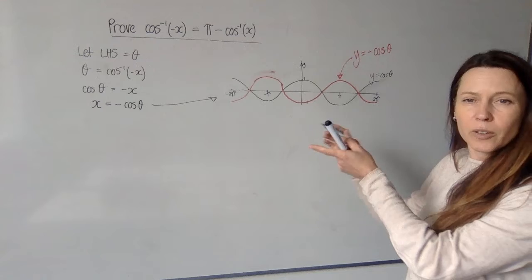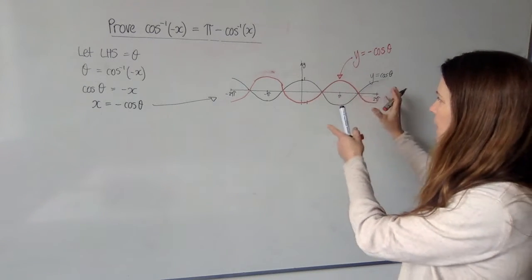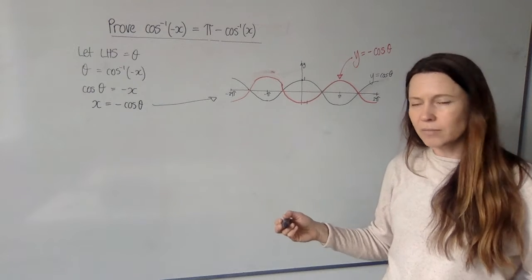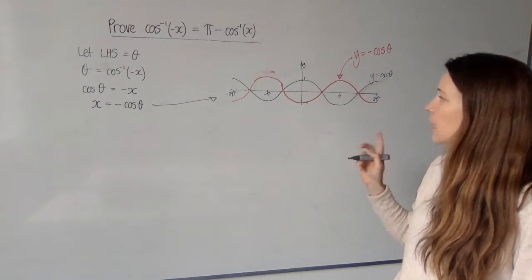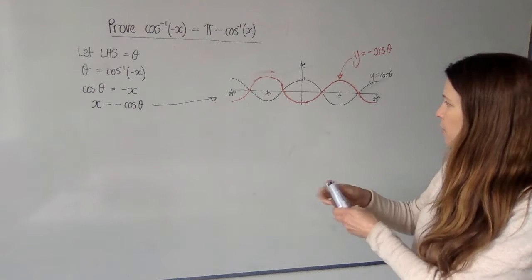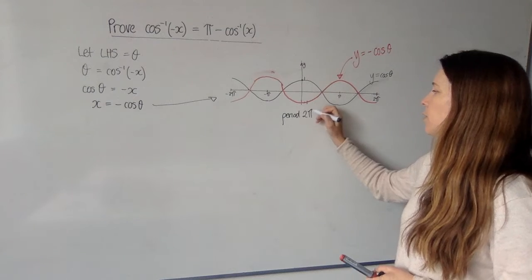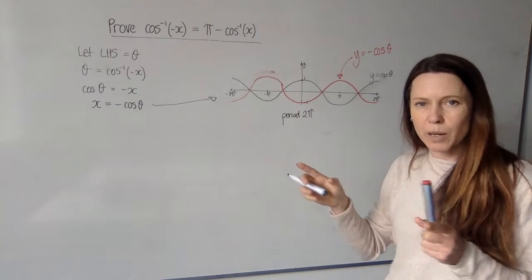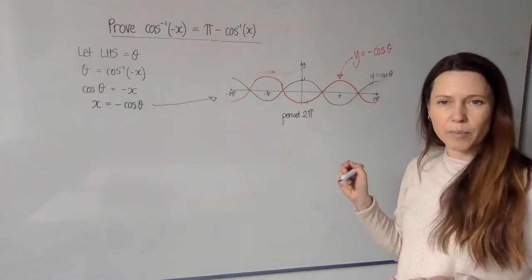Well, I could slide it, couldn't I? Couldn't I slide this black one to the left or to the right and it would sit perfectly on top of the red one? I think I could. How far would I need to slide it? Half the period. So if the period is 2 pi for this curve, then if I slid it just pi either way, or 180 degrees either way, it would sit on top of the red one.